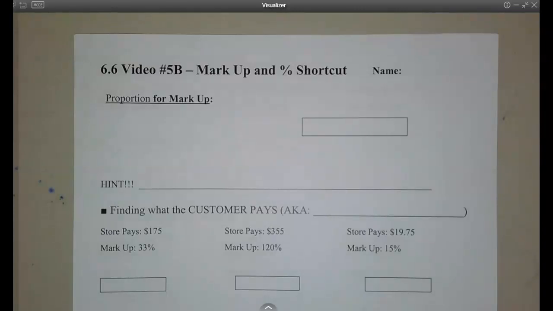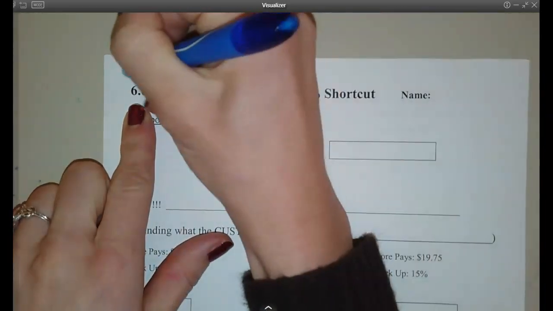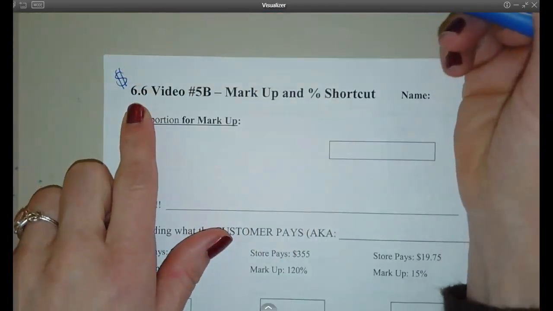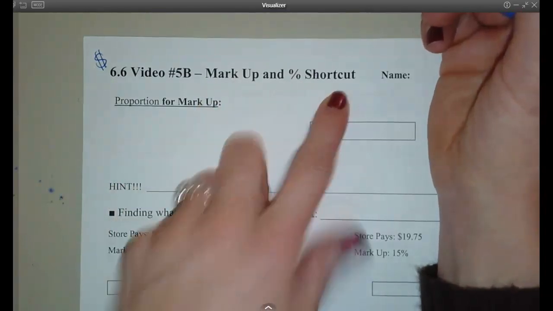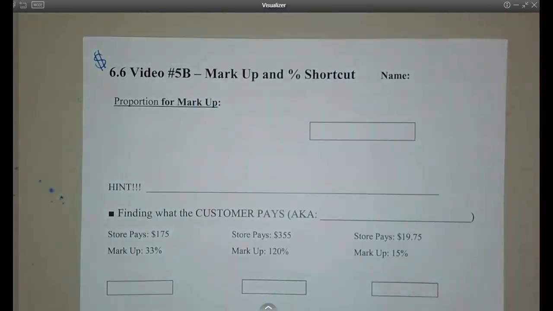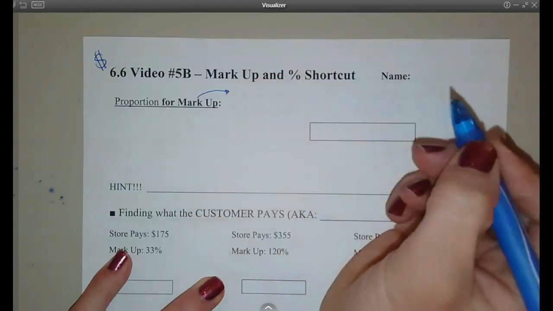So this video is going to cover the second half of section 6.6, right? This section is still talking about different kinds of percent problems that involve money. Today we're going to talk about markup and a percent shortcut at the end. Markup, if you don't know what markup is, we're going to write it down.